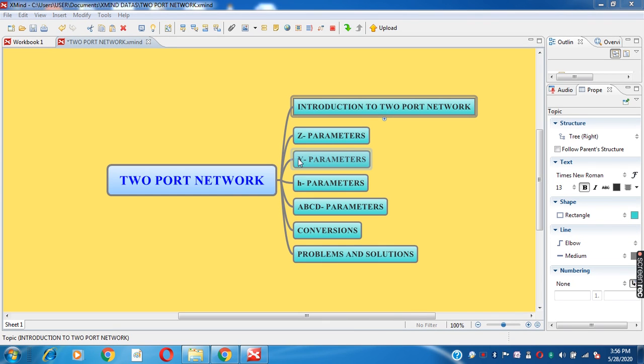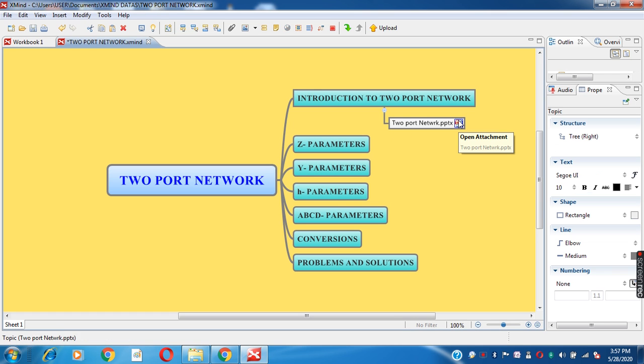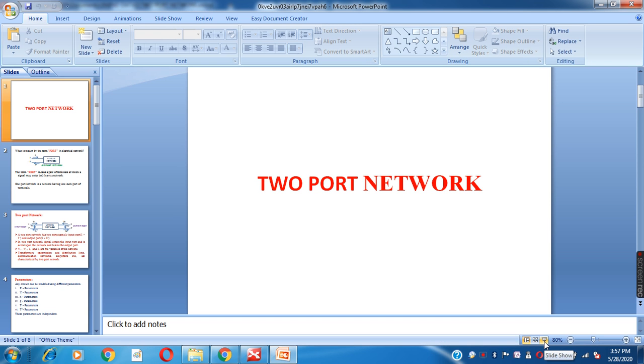Two-port network. In this topic, we are going to discuss the subtopics: introduction to two-port network, Z parameters, Y parameters, H parameters, ABCD parameters, conversion, how to convert from one parameter into another parameter, and we'll be doing some problems based on what we have discussed. So today, in this presentation, I am going to discuss only the introduction part. So we are going to discuss some basic things.